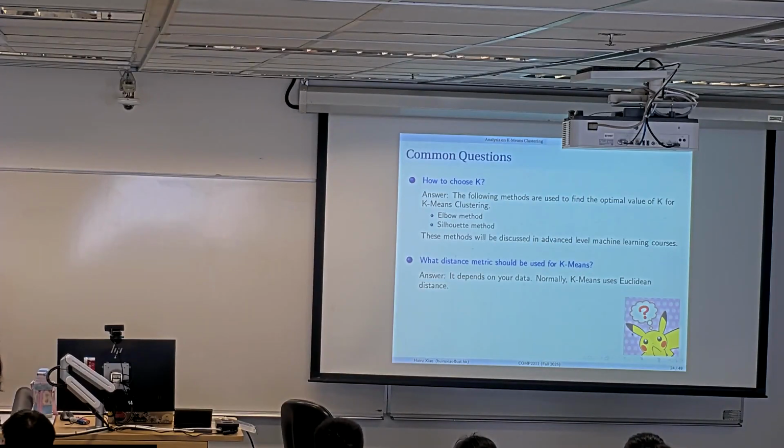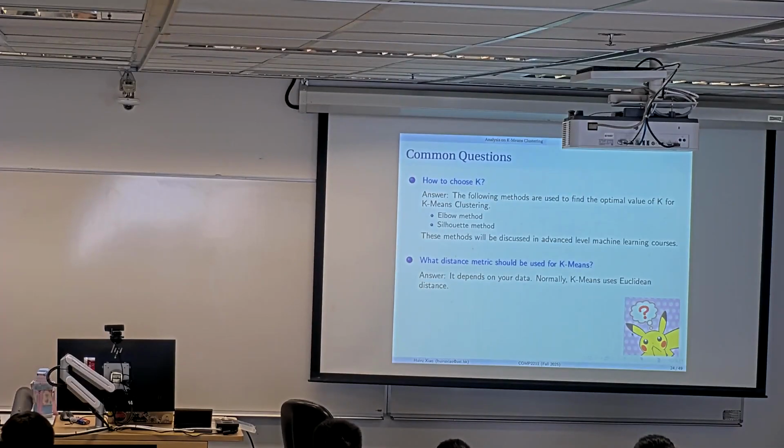But usually for clustering algorithms, we don't do that because the evaluation metric is not so accurate, because anyway, we don't have the true labels. So for K-means clustering, we have some different methods to find the optimal value of K, like the elbow method and the silhouette method. These methods will be discussed in some advanced level machine learning courses. So here we just omit them, but there are indeed some methods that we can use to select the number of clusters. We can choose a good K value.